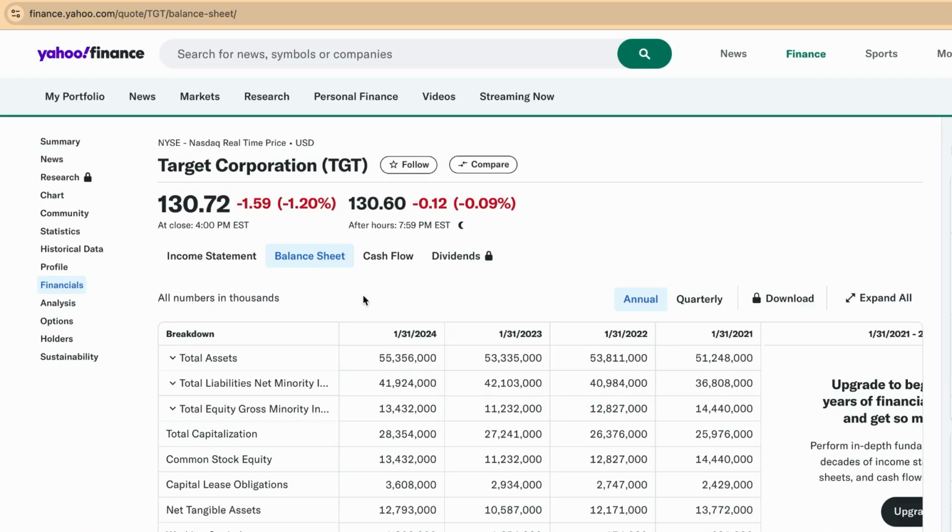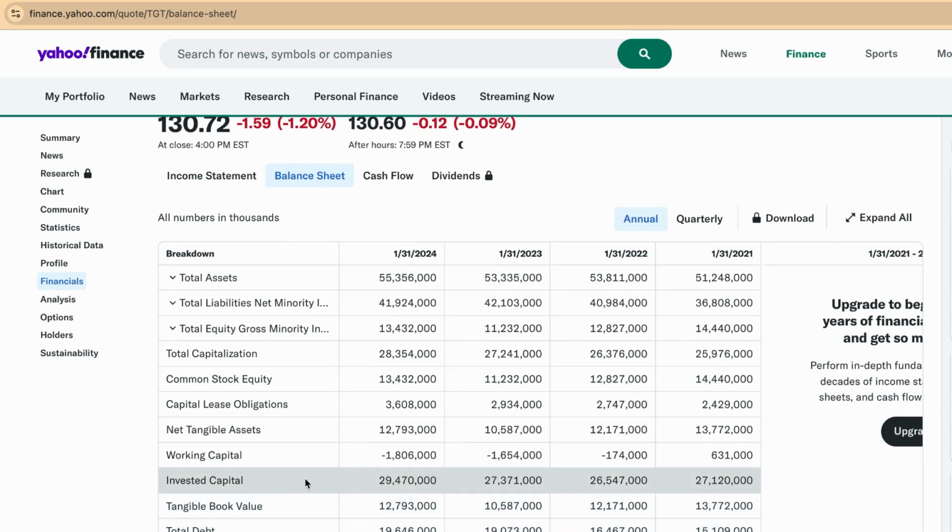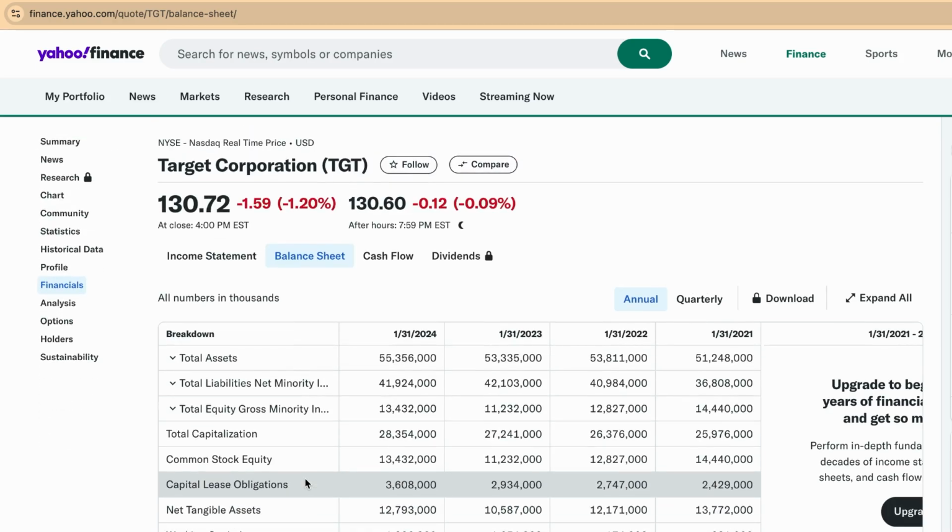Do they have cash flow coming in? Is their balance sheet good? You'd want to look at the financials tab to see how they are doing. Of course, I'm not going to get into this. It's a little advanced, but for a beginner investor, you just want to get a sense of some of the lingo, some of the words that they're using to describe Target Corporation.